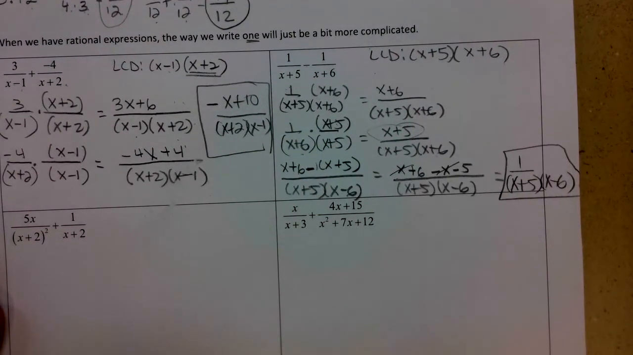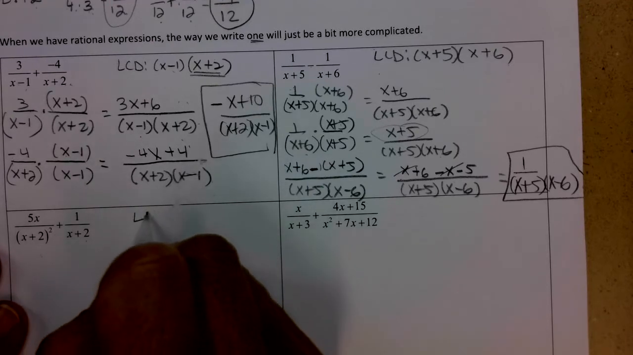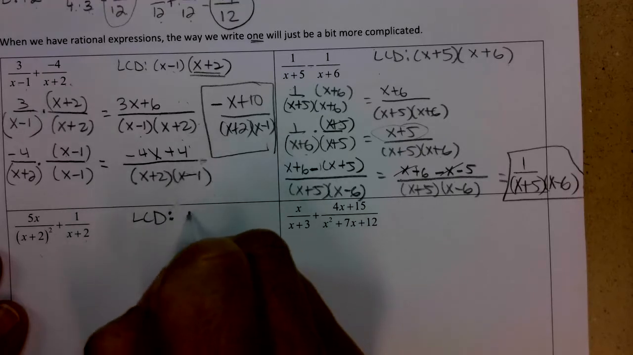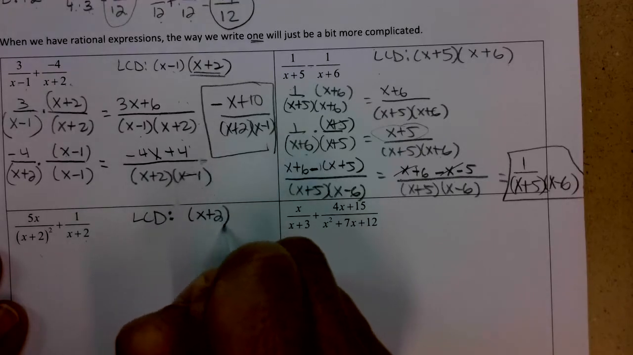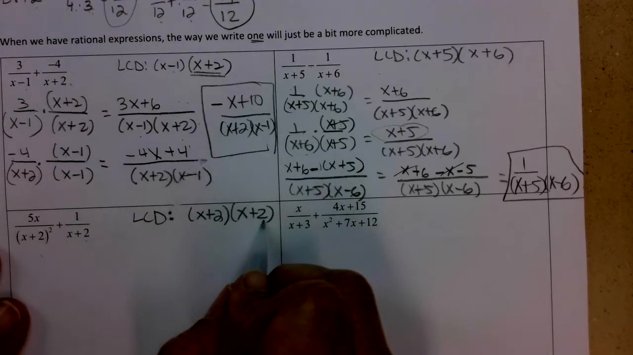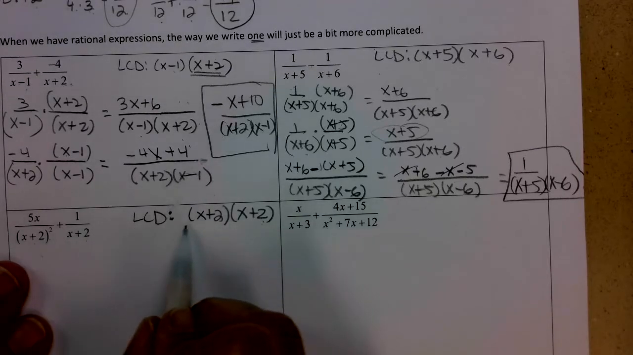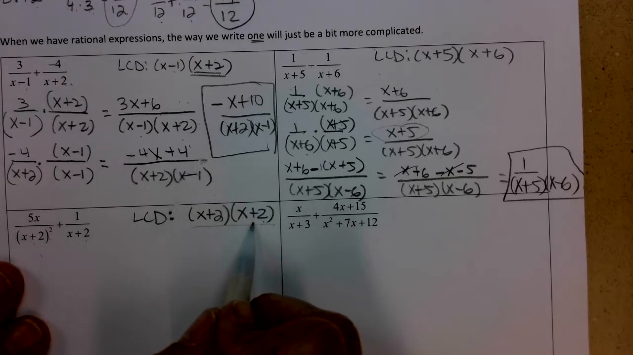Okay, so now we're getting into some cases where we have like a little overlap. So my LCD, I'm looking for the smallest thing that both x plus 2 squared and x plus 2 will go into. So in this case, x plus 2 times x plus 2, this is just, right, I'm writing it out. This is x plus 2 squared, right? That is our common denominator. Because x plus 2 squared, that's all taken care of up here. And x plus 2, that's already taken care of.